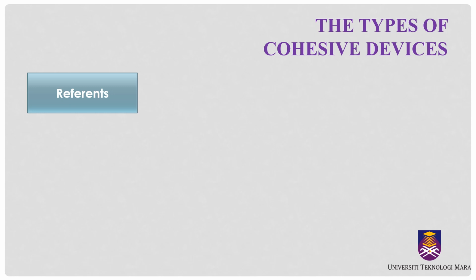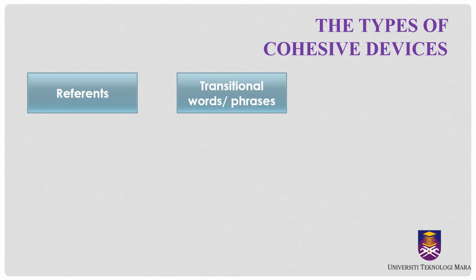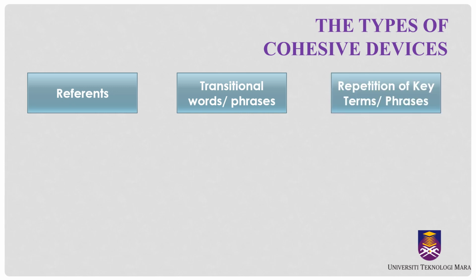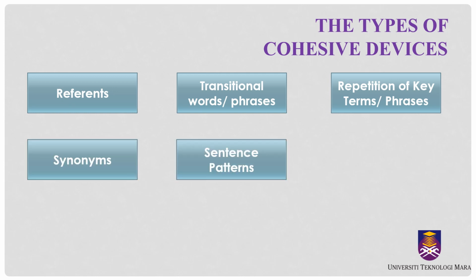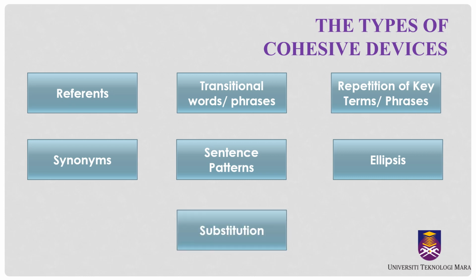First, we have reference. Second is transitional words or phrases. Next is repetition of key terms or phrases. Next is synonyms, followed by sentence patterns, ellipses, and substitution.